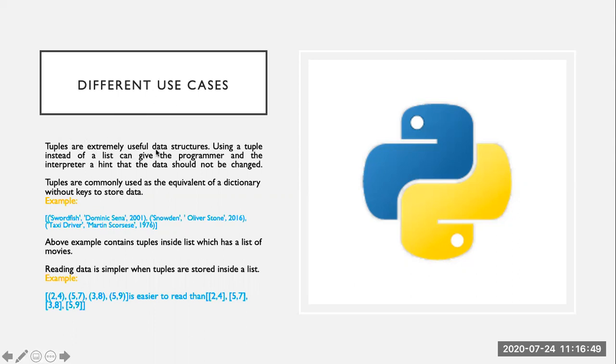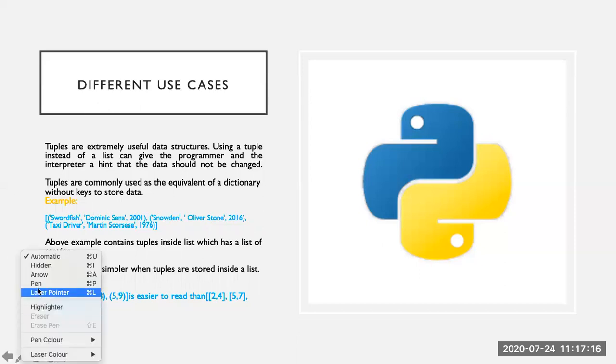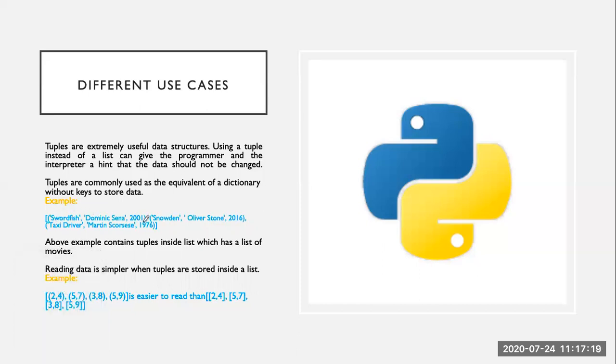Tuples are extremely useful data structures. Using a tuple instead of a list can give the programmer or the interpreter a hint that the data included in the tuple should not be changed. Tuples are commonly used as the equivalent of a dictionary without the keys to the stored data, as dictionaries are the data structure that use key and value pairs. So we can see here we have used square brackets, which means we are using a list with tuples inside. In this case, reading the data becomes much simpler when the tuples are stored within a list.